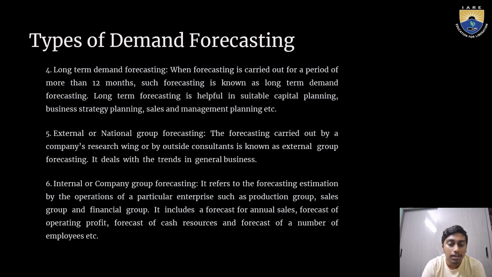Internal or company group forecasting. It refers to the forecasting estimation by the operations of a particular enterprise such as production group, sales group, or financial group. It includes a forecast for annual sales, forecast of operating profit, forecast of cash resources, and forecast of number of employees, etc.